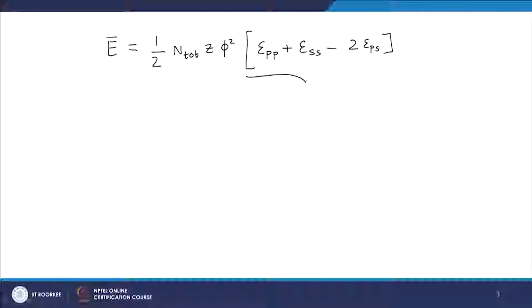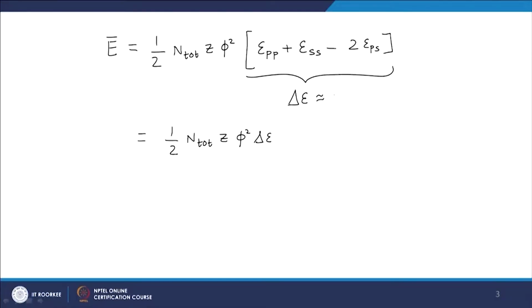This entire quantity I will call some delta epsilon, and then this thing becomes half n total z phi square delta epsilon. So, before we go further in the derivation, let us pause for a moment and try to see what this delta epsilon signifies.